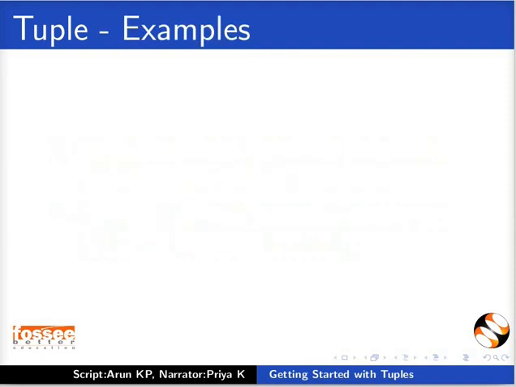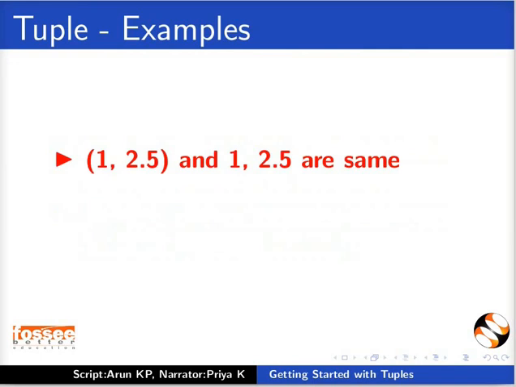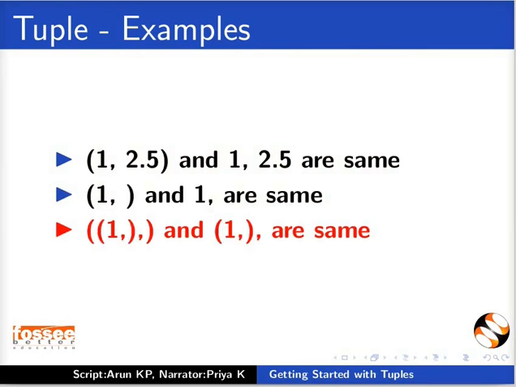Here are few examples for declaring tuples. Inside brackets (1, 2.5) is a tuple with 2 elements. The same can be declared as 1, 2.5. Inside brackets (1,) is a tuple with 1 element. The same can be declared as 1,. Inside brackets, again inside brackets (1,) and outside brackets a comma is a tuple with 1 tuple as element. The same can be declared as inside brackets 1, and outside brackets a comma.